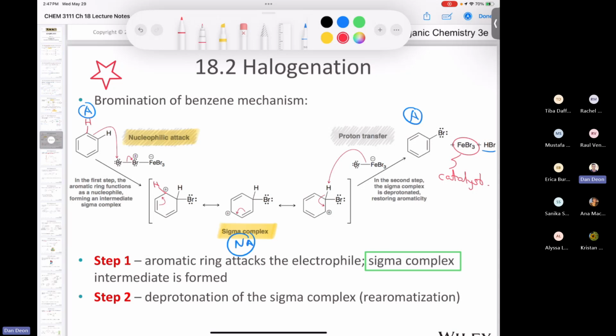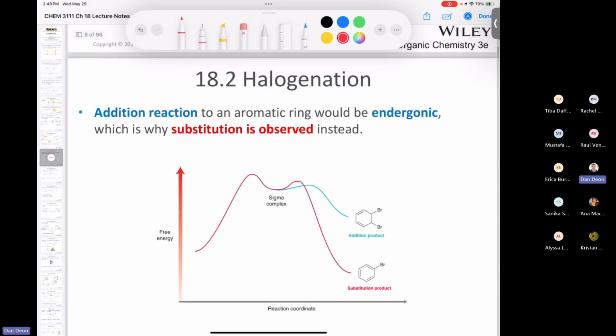Now, when you're looking at this mechanism, you might say, well, okay, this is great and everything, but why would this happen instead of just an addition reaction? Well, there's a very good reason for that, and it's shown here on this reaction coordinate diagram. This is free energy over here, Gibbs free energy, delta G, okay? And you can see that if you go from your starting material, which is your benzene, then you form your sigma complex, and then you form your substitution product. Well, what do you notice? You notice that this is more stable than the benzene, and so in this case, your delta G is going to be negative, so this would be an exergonic process.